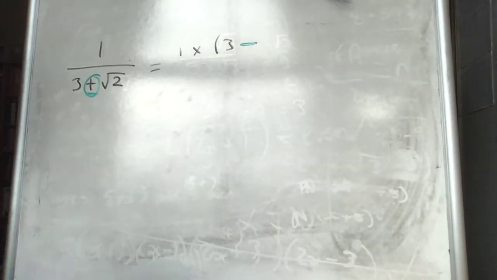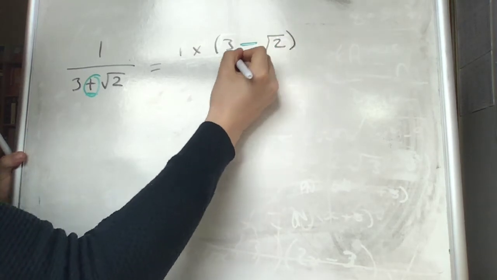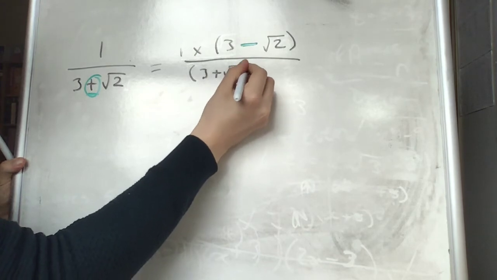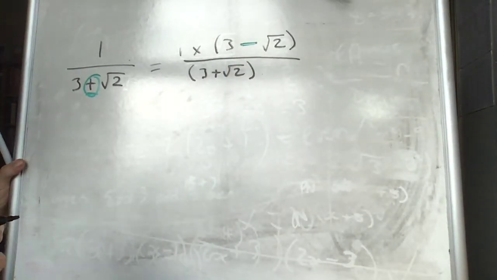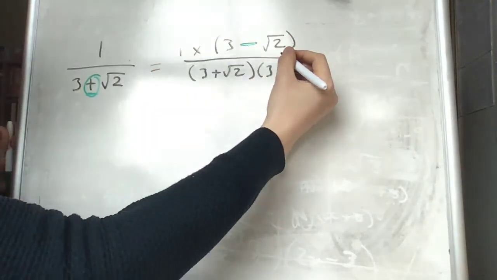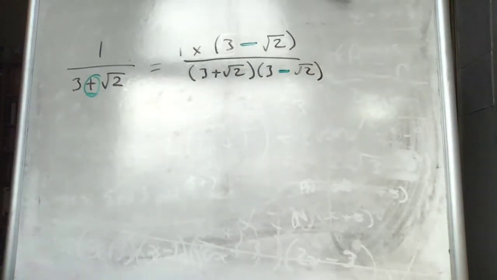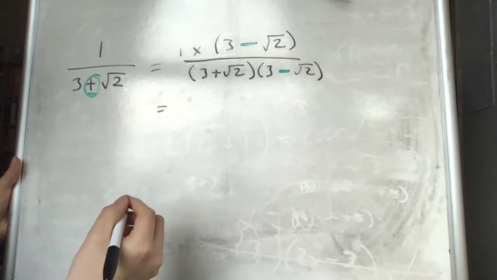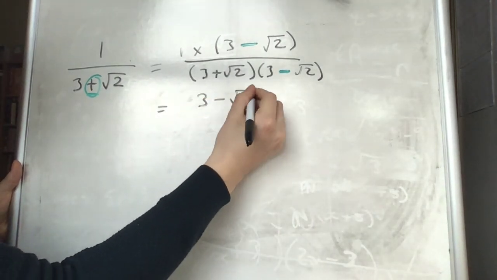So 3 minus the square root of 2 over, and we take our first sum, which is 3 plus the square root of 2. And then, of course, we're going to multiply that by 3 minus the square root of 2. We can now see how we've multiplied both the numerator and the denominator by 3 minus the square root of 2. Now we just want to simplify this equation. 1 times 3 minus the square root of 2 is obviously just 3 minus the square root of 2.